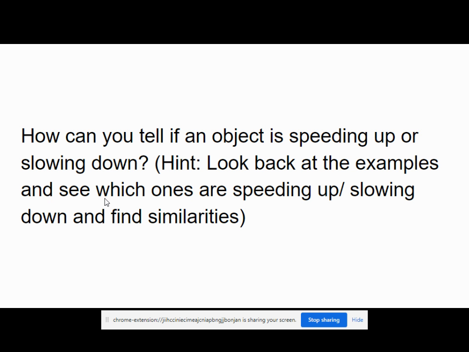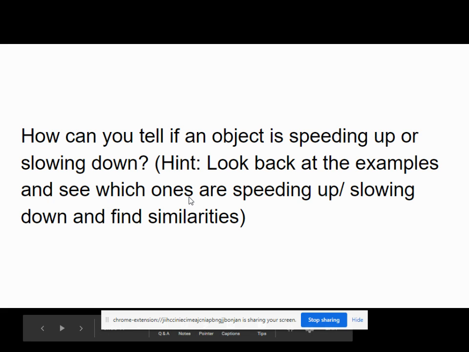All right. Now, how can we tell if an object is speeding up or slowing down? Speeding up, we have a positive answer. Slowing down, we have a negative answer. Another way of looking at that is our final velocity will be more than our initial if we are speeding up, and it will be less than our initial if we are slowing down.